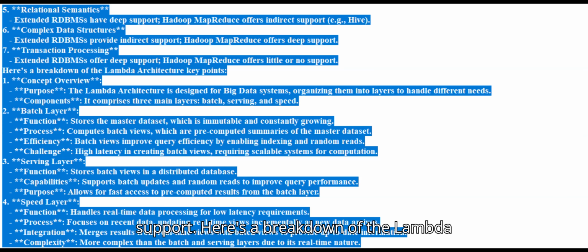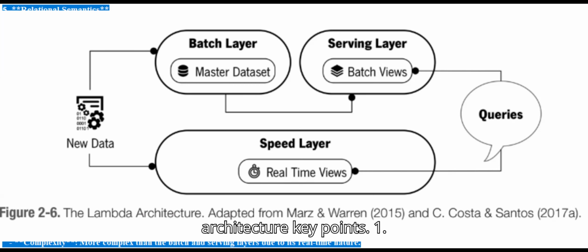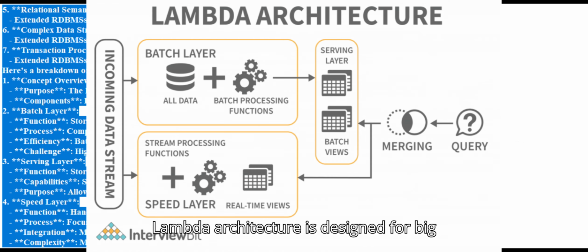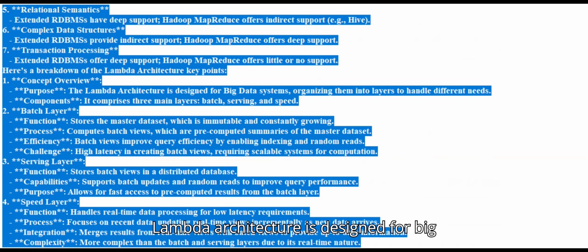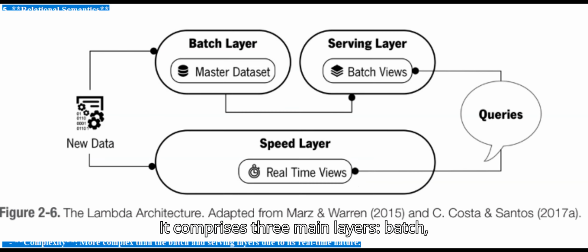Here's a breakdown of the Lambda architecture key points. 1. Concept overview. Purpose. The Lambda architecture is designed for big data systems, organizing them into layers to handle different needs. Components. It comprises 3 main layers: batch, serving, and speed.